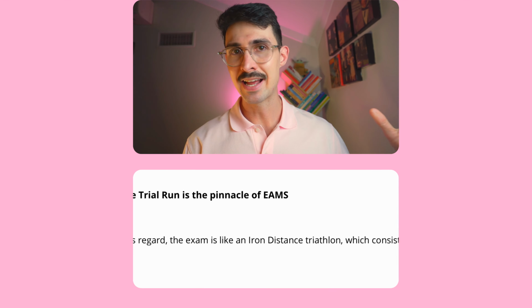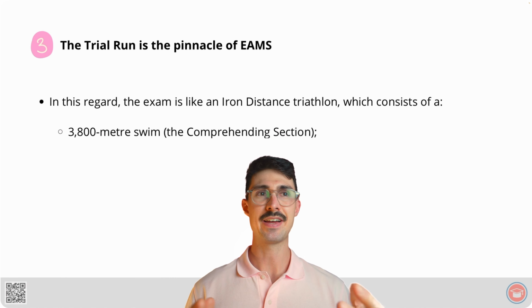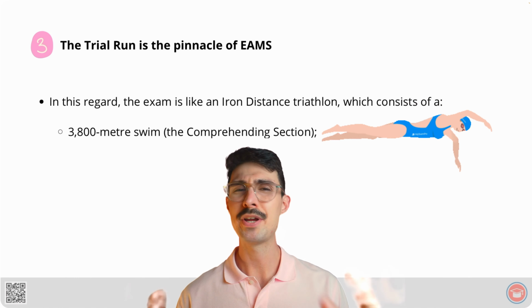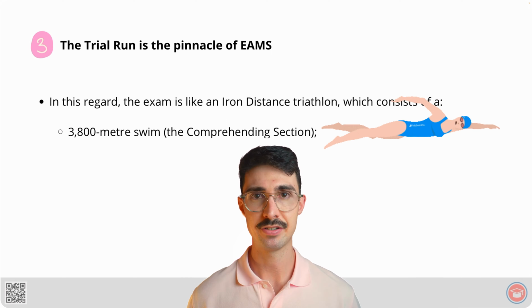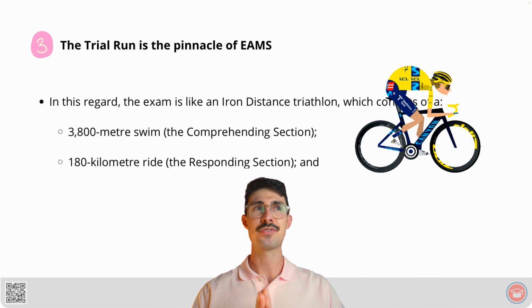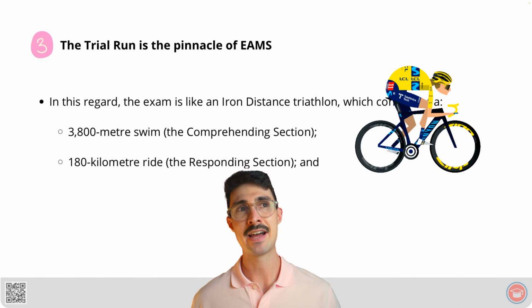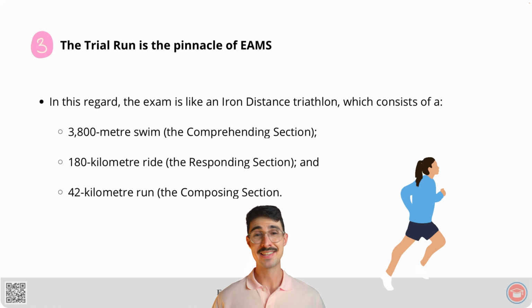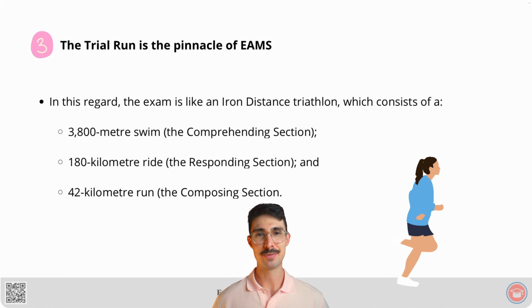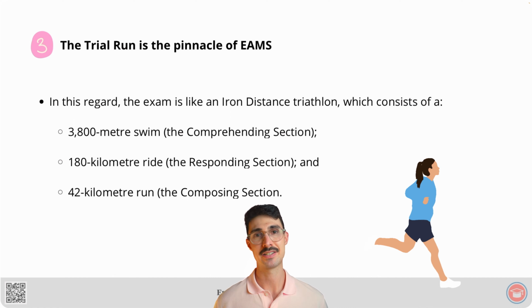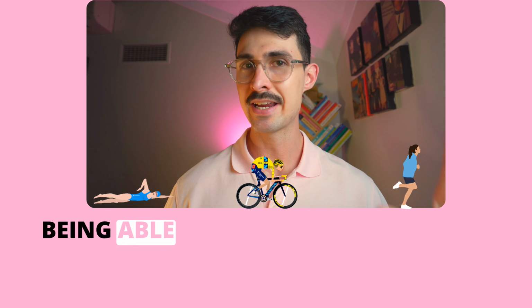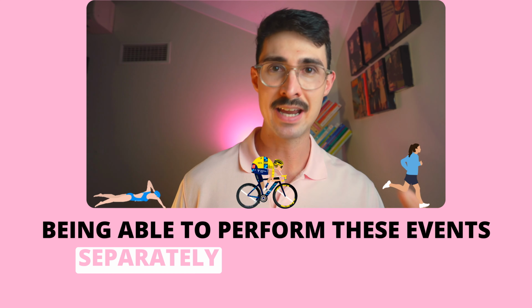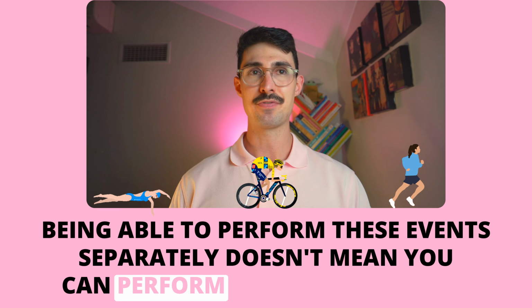Bearing that in mind, the exam is like an iron distance triathlon. This consists of a 3,800 meter swim, which we can liken to the comprehending section. After the swim, there is a 180 kilometer ride. We can think of that as the responding section. And once that is done, there is a 42 kilometer run, and that is like the composing section. Here is the point. Being able to perform these events separately doesn't mean you can perform them collectively.